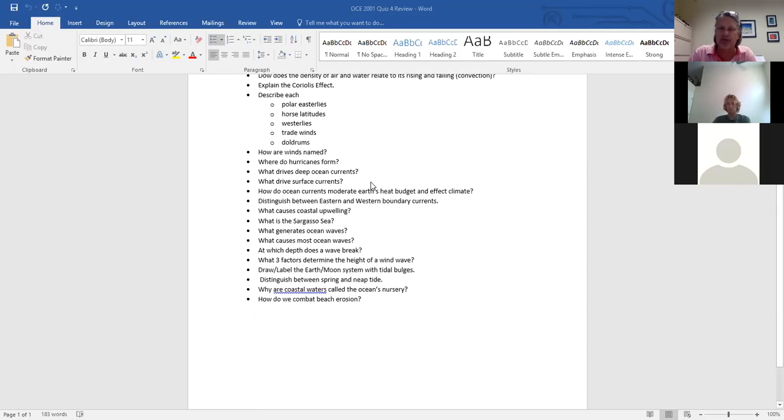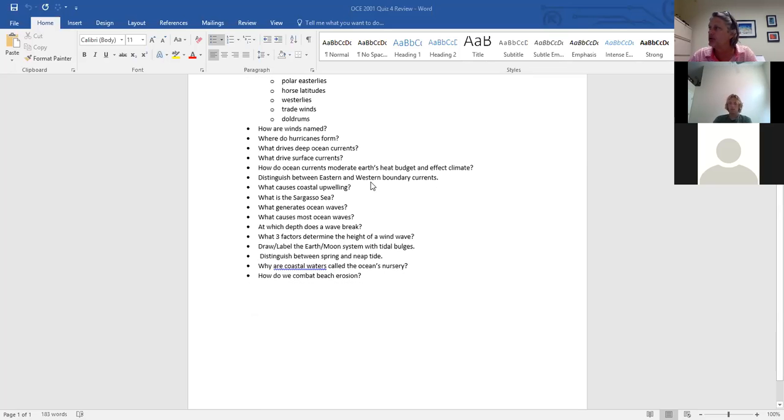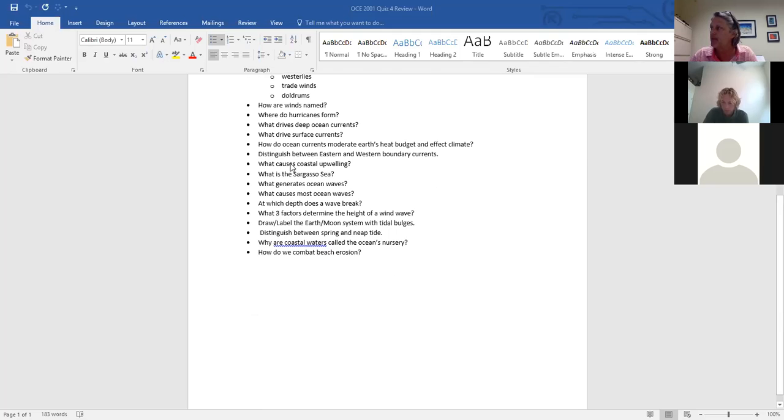Deep ocean currents are thermohaline, so density differences caused by salinity and temperature. Surface currents are driven by the trade winds and the westerlies. Ocean currents moderate the heat budget by bringing warm water toward the north and south poles on the currents and bringing cooler water toward the equator on the closing loop of that gyre.